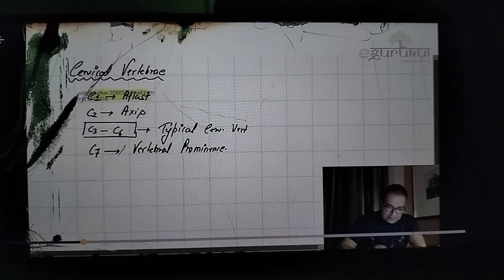So guys, these are atypical. C1, the atlas, is atypical. C2 is atypical, and C7, which is forming a vertebral prominence, is also atypical.